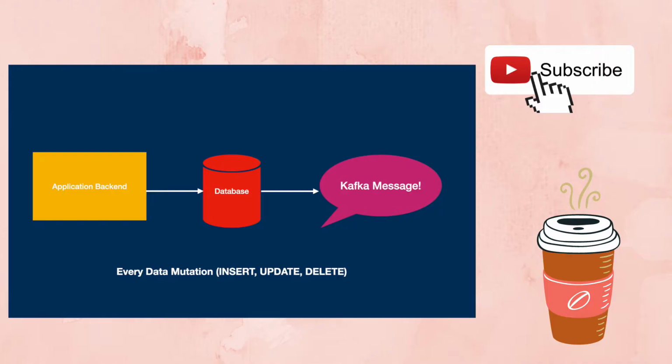So if it's an insert statement, the database is going to dump that insert statement into Kafka with all the data that was just inserted. If it's an update statement, the database is going to dump a message to Kafka where it tells Kafka both the older version and the new updated version. And for delete too, the database is gonna do exactly the same thing.